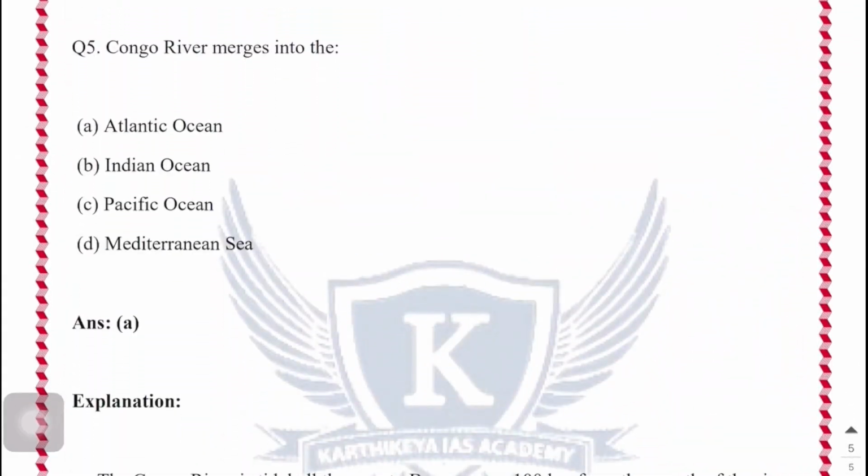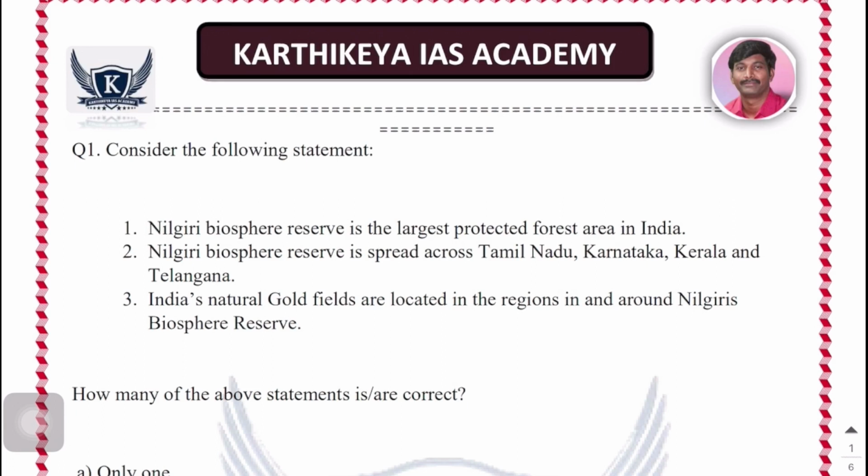Congo River merges into A. Atlantic Ocean, B. Indian Ocean, C. Pacific Ocean, and D. Mediterranean Sea. The correct answer is option A, Atlantic Ocean. So the Congo River is merging with the Atlantic Ocean. Let's go with question number 1.